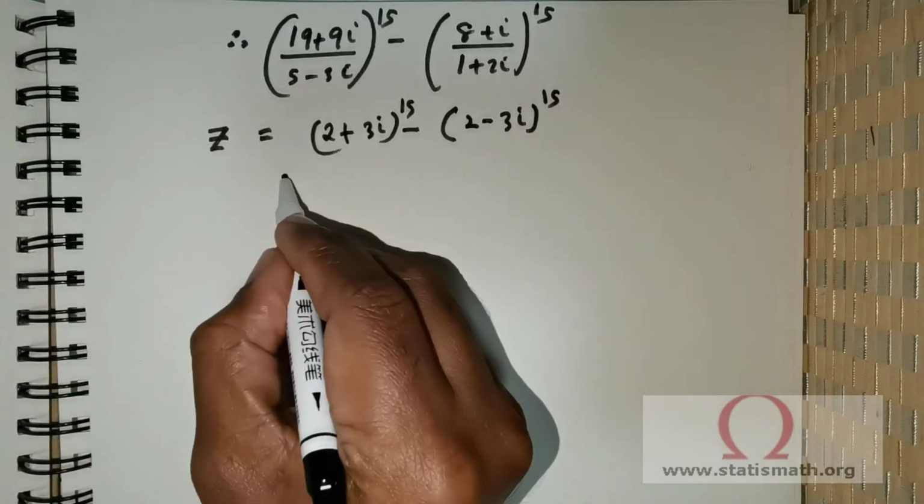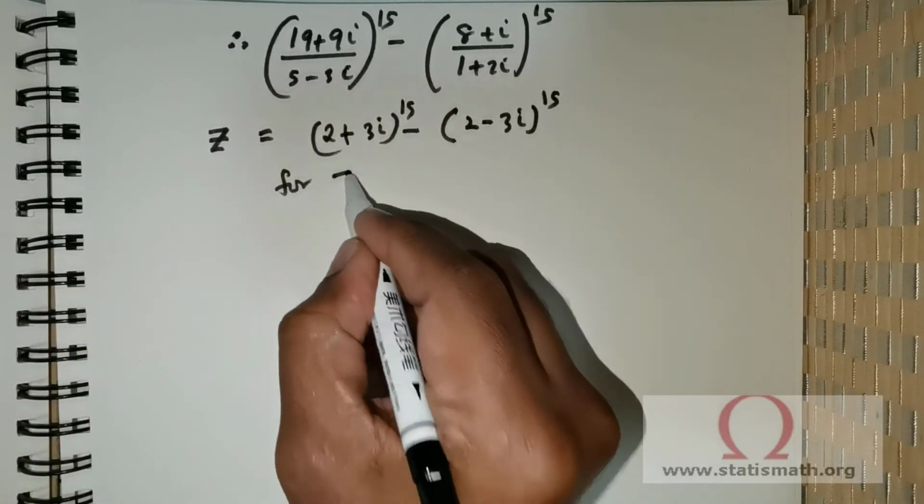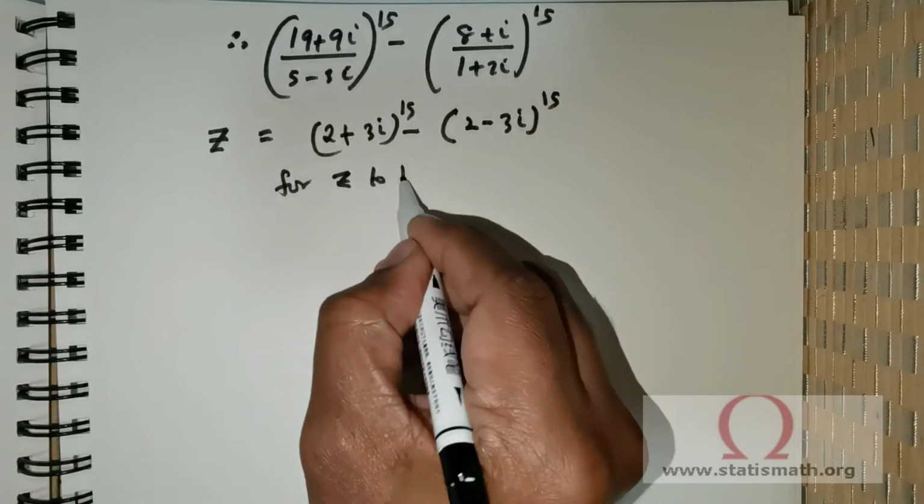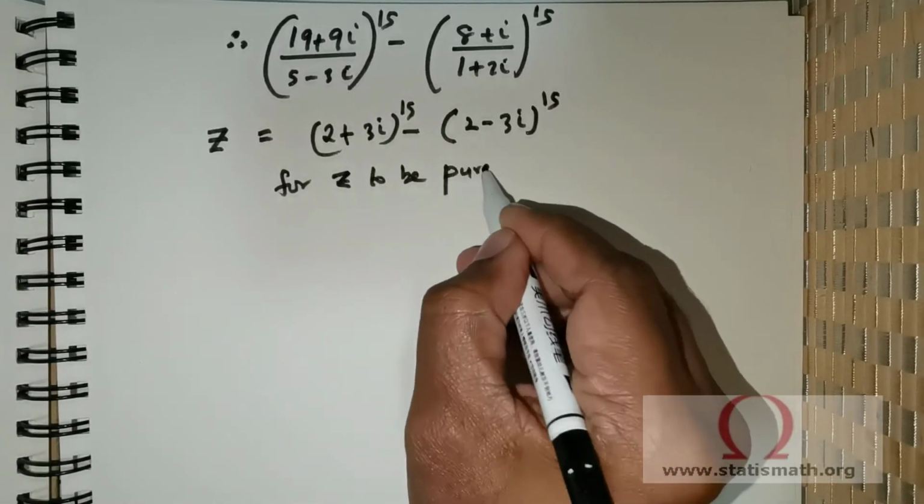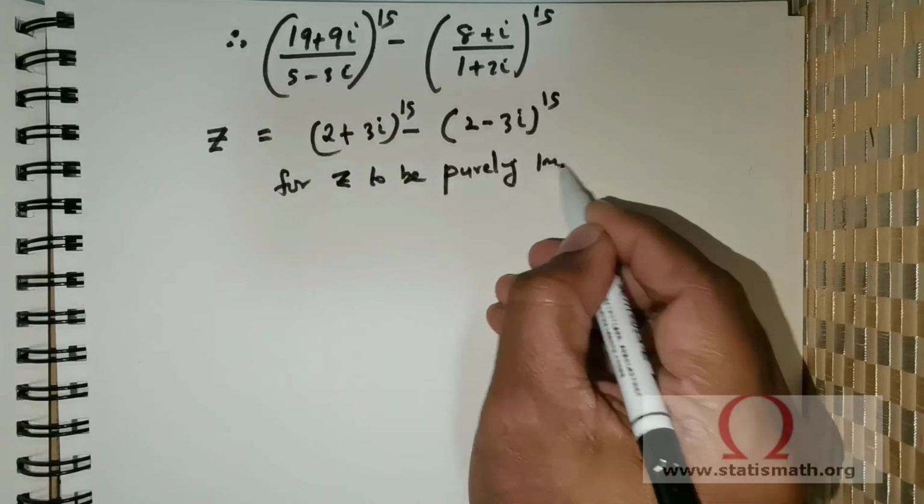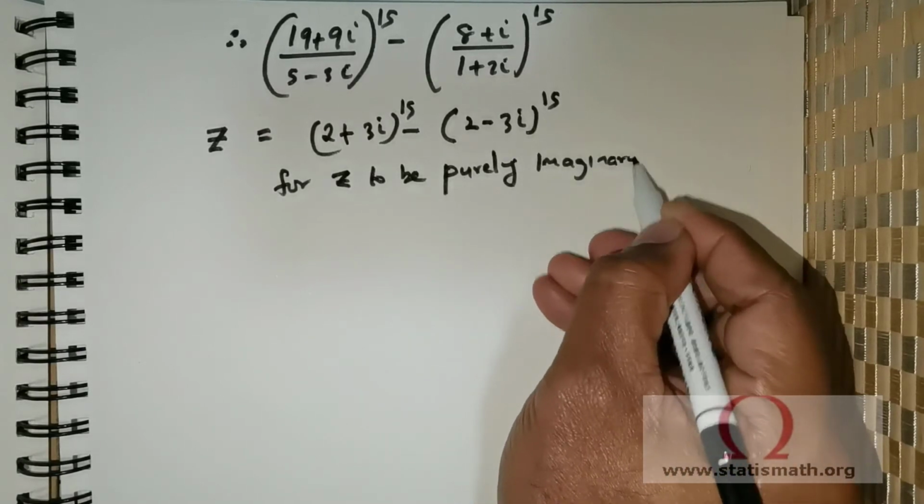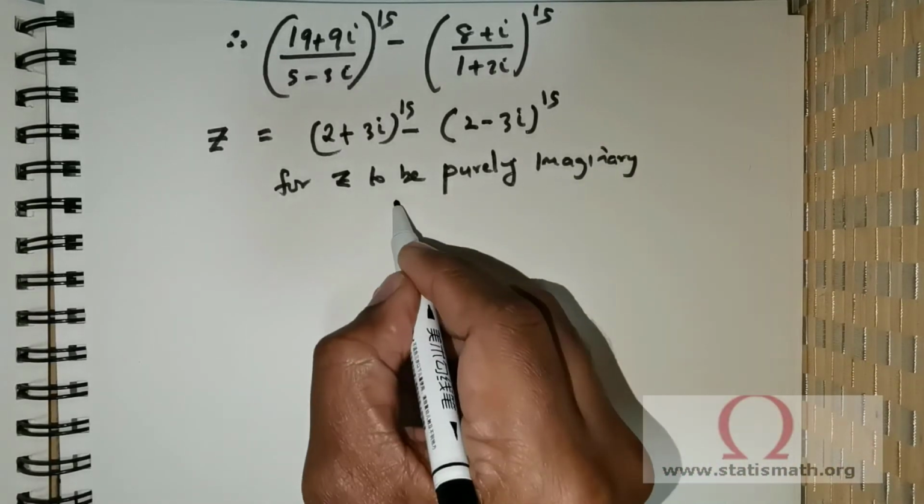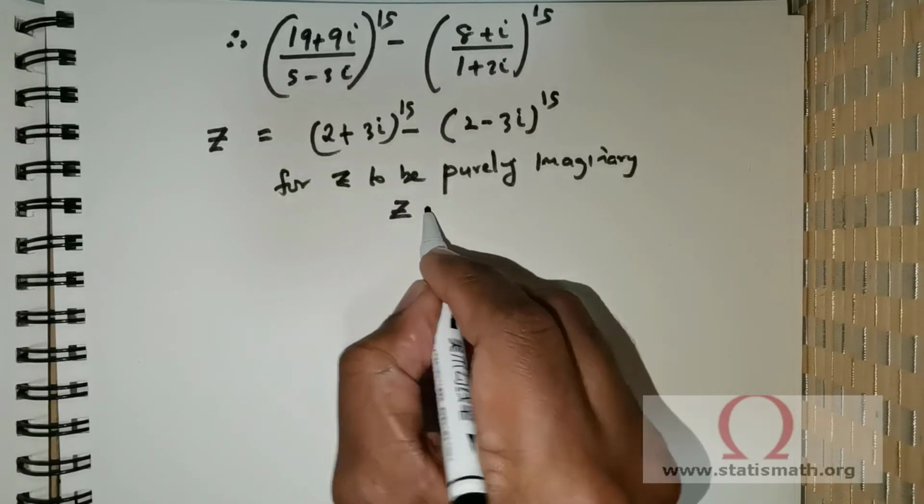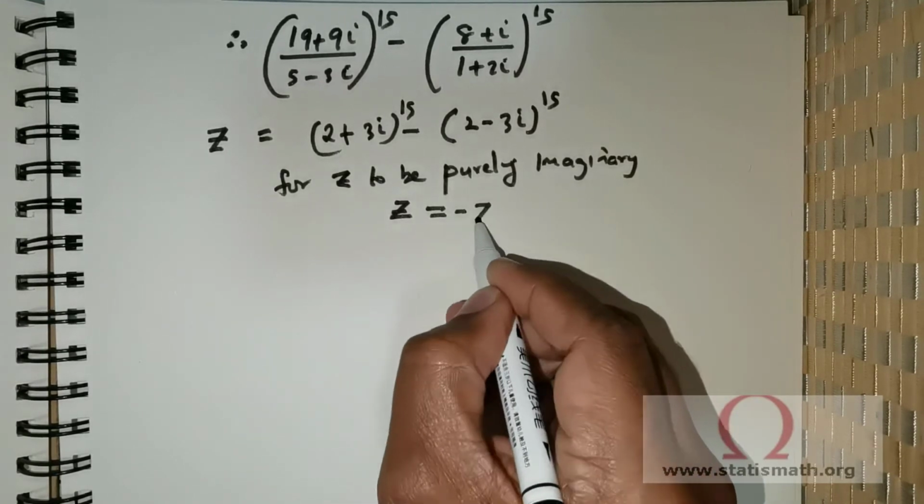Now the condition for z to be purely imaginary, or in other words, to show z to be purely imaginary, we have to show z is equal to negative z bar.